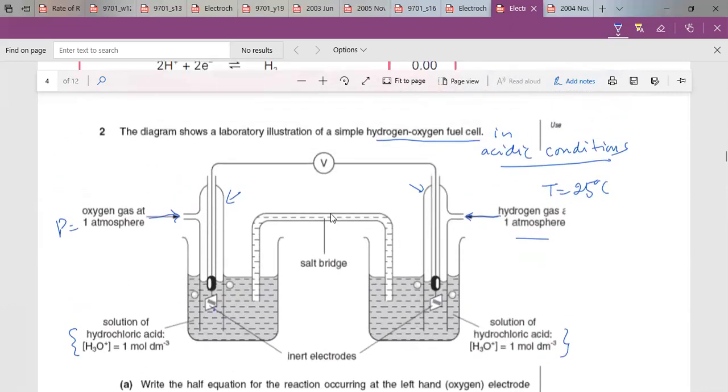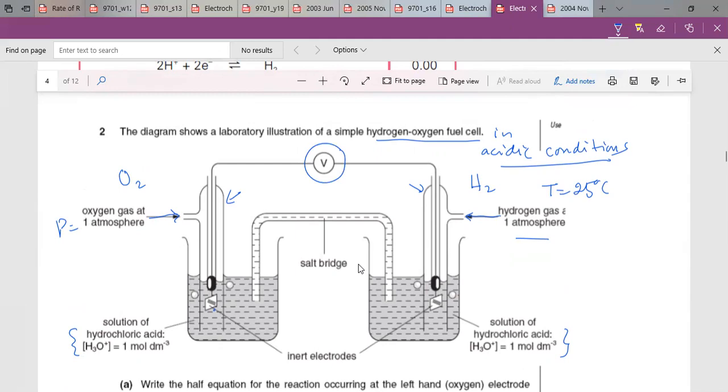Now, I have oxygen gas here. It's not an ion, it's oxygen gas here, and hydrogen gas here. So it's a fuel cell. They can burn with water and give electrons. So what happens here? They found that when you do this, the voltmeter gives a reading, which means they can produce electricity. Interesting, isn't it? Because they have an experiment.